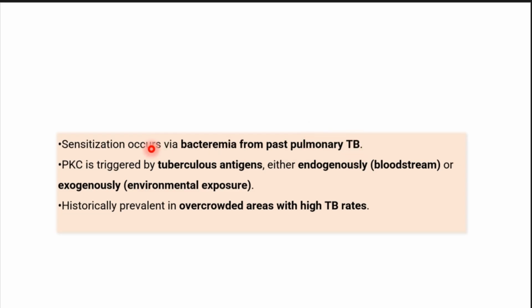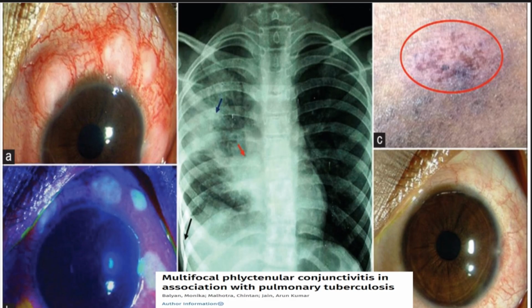An attack of PKC is then precipitated when the tuberculous antigens are presented to the eye either from an endogenous source, maybe via the bloodstream, or exogenously through the environment. So exogenously they might get inoculated into the conjunctival sac. Now that would trigger the sensitization and hypersensitivity reaction, leading to tuberculosis associated Phlyctenular Keratoconjunctivitis.